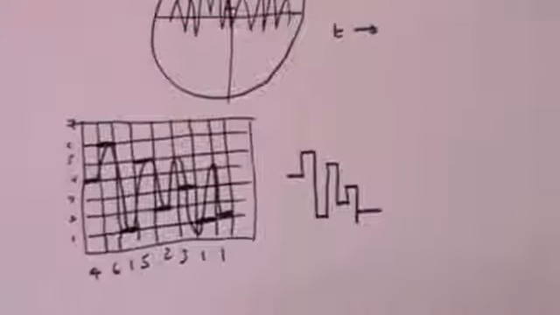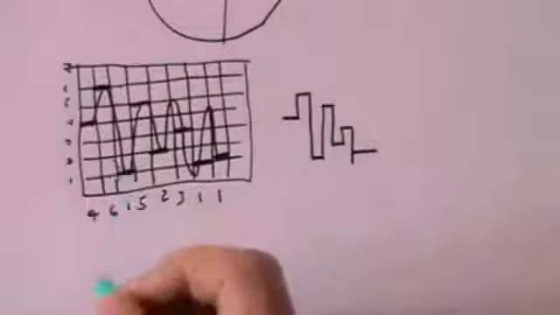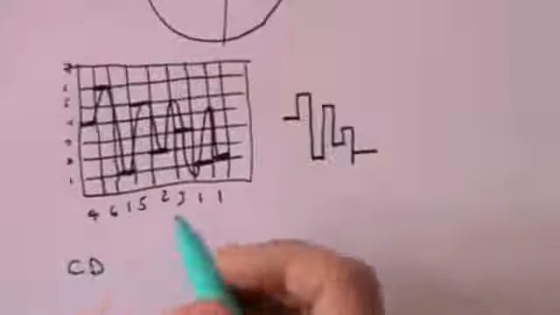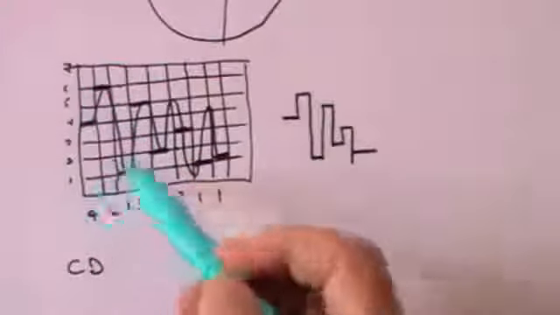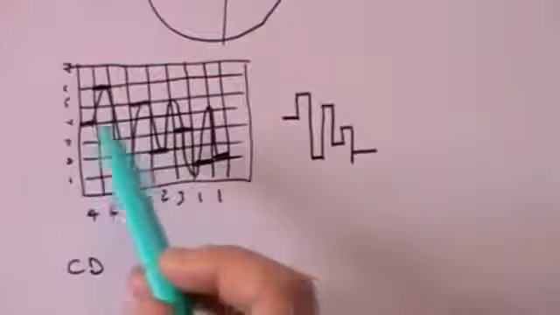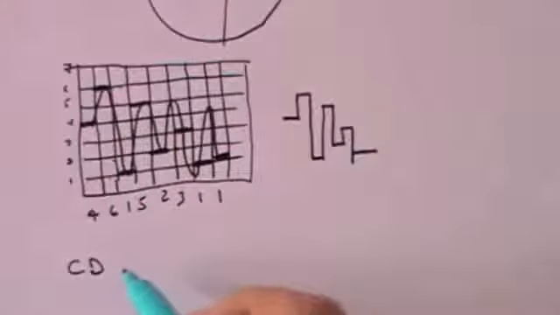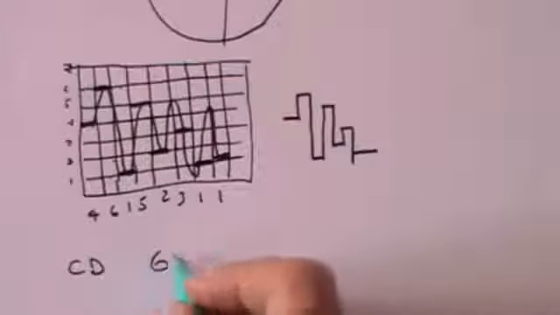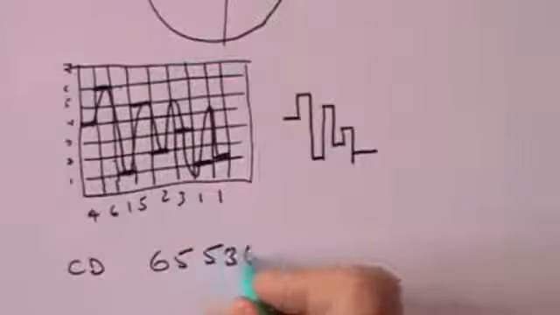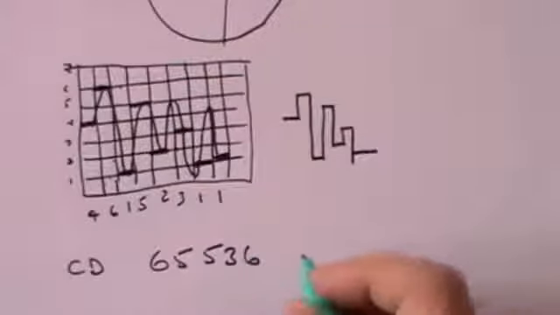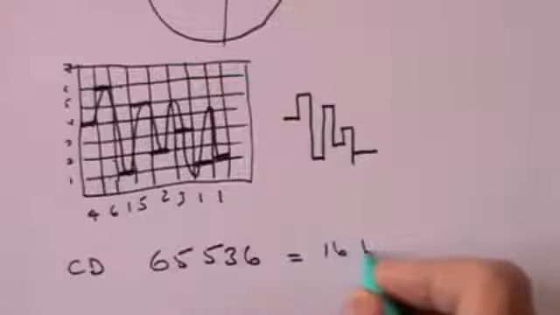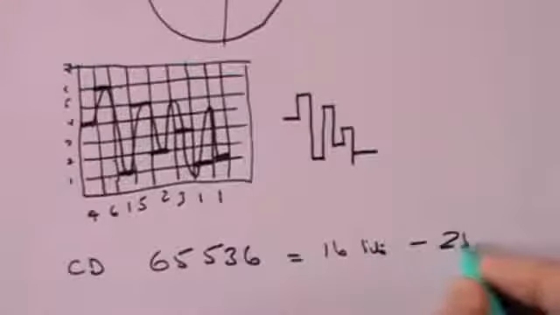You're going to have a massive amount of data to process and a massive amount of data to store. And the way this is resolved is that for CDs, the vertical component, in other words, the number of levels that you split your signal up into, the voltage signal, is 65,536. And that is equivalent to 16 bits or 2 bytes.